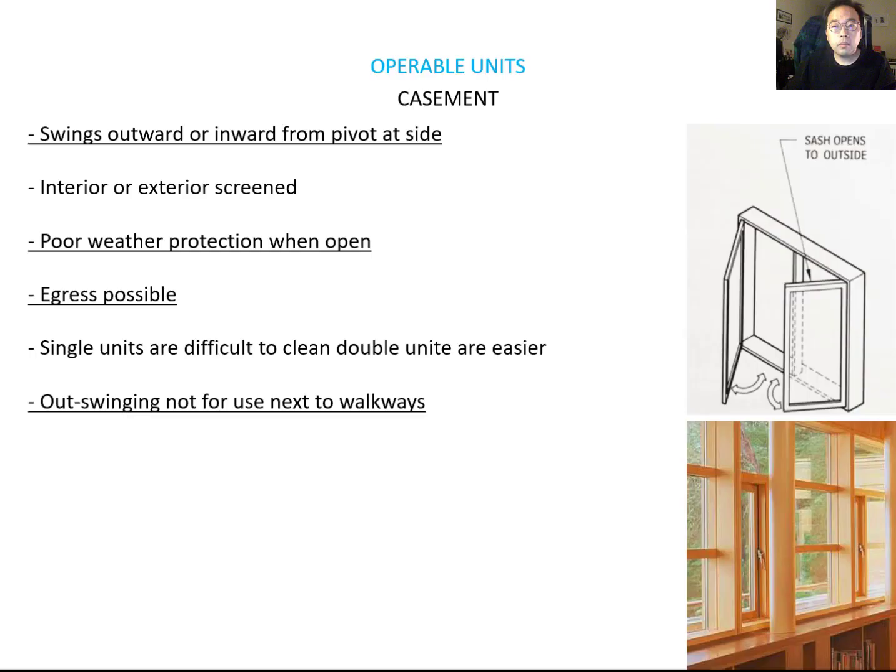The next one is casement, the operable unit. The casement swings outward or inward, and is open on both sides. It can be outside, it can be inside. The hinge is on the side. It has poor weather protection when you open it, because the water comes directly into your space. Egress is possible. And it is outswing, so it's not for use next to the walkway. It is the same as the previous one, because when you open it, it obstructs the public circulation.